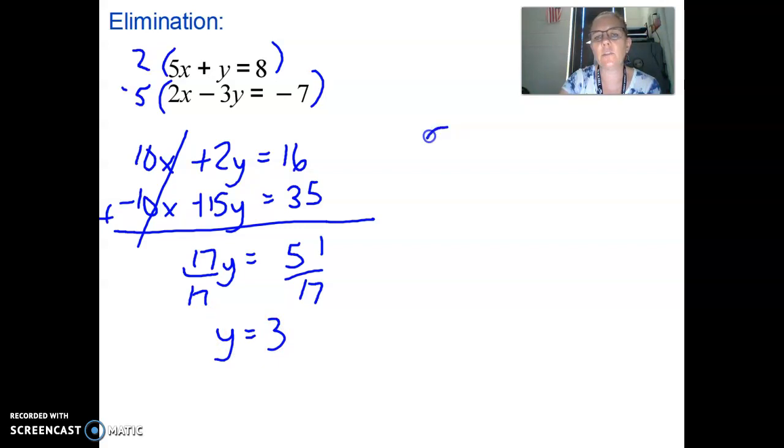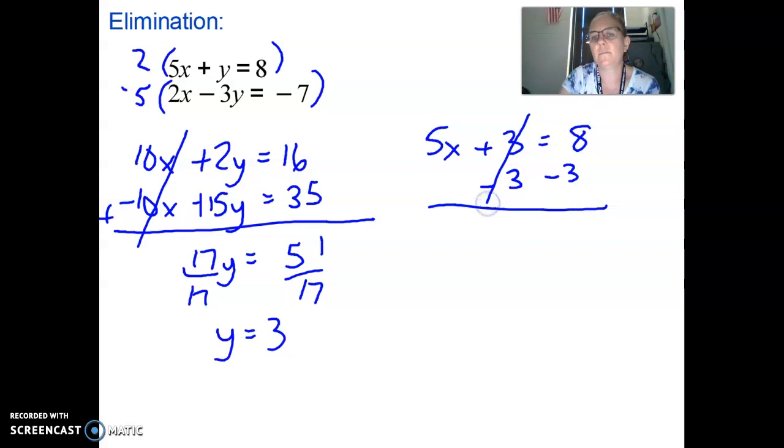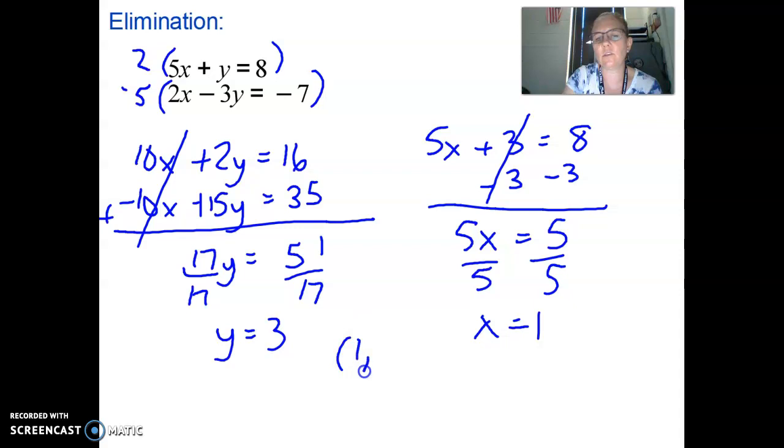So I can substitute into either one. I'm just going to choose the first one. Neither one of them is really easier at this point. I'm just going to choose the first one just because. All right, solving to get x by itself. Divide by 5 on both sides. X equals 1. So my answer is the point 1, 3.